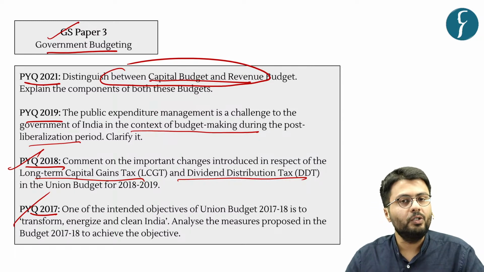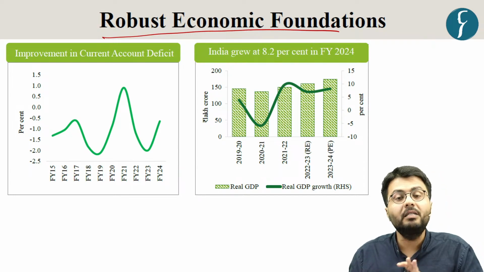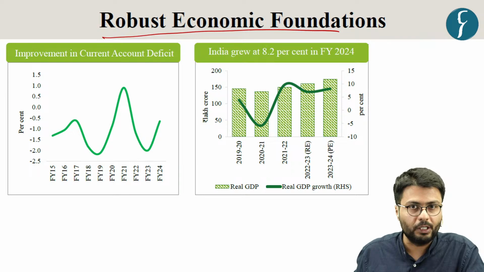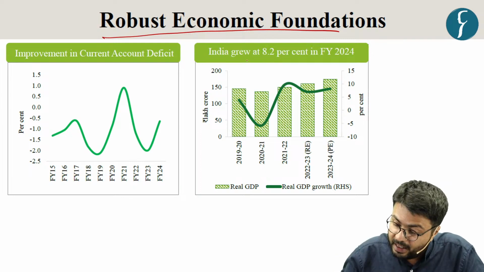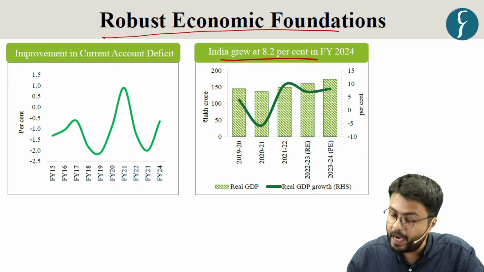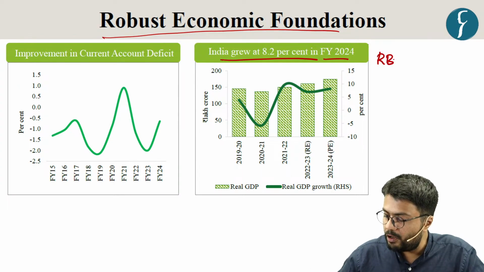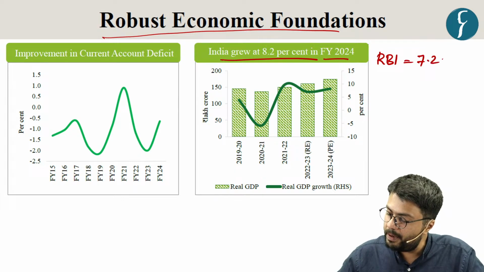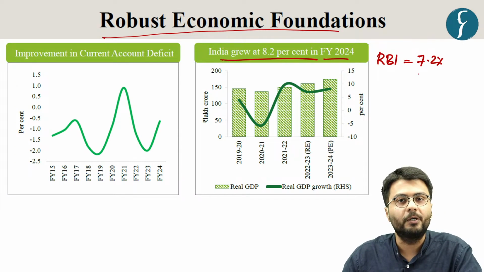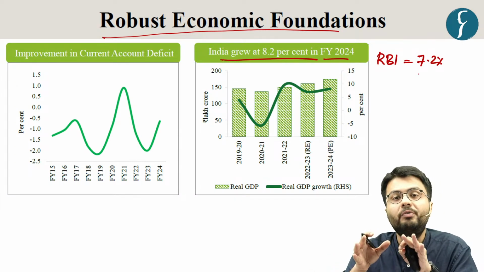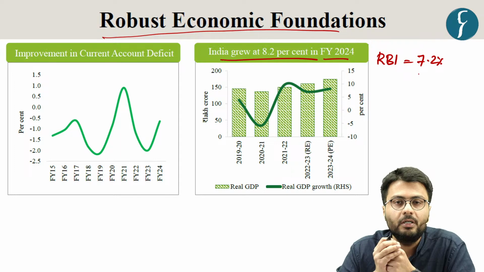So let us discuss what are the robust economic foundations which have enabled the government of India to present this year's budget. Now, despite various global uncertainties, India was able to grow by 8.2% in the last financial year. And even according to the Reserve Bank of India's projection, India will still be able to achieve a growth rate of 7.2% in its GDP this year. So this highlights the strong foundation, that is the growth potential of the Indian economy despite various global uncertainties.